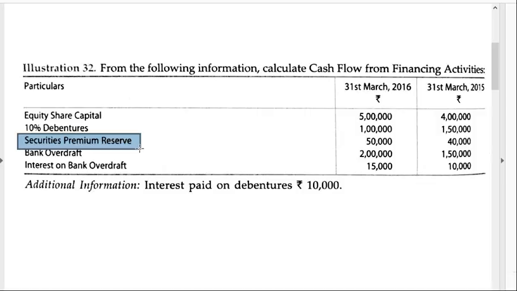So last year the securities premium was 40,000, but now the securities premium is 50,000. That means your premium has increased by 10,000. Why? Because you have raised equity share capital of 1 lakh. On that 1 lakh, you have issued the shares at a premium of 10,000. Clear? If your securities premium reserve has increased, that means whatever share capital you have issued, you issued it at a premium. That instead of 1 lakh, you have got 1 lakh 10,000.